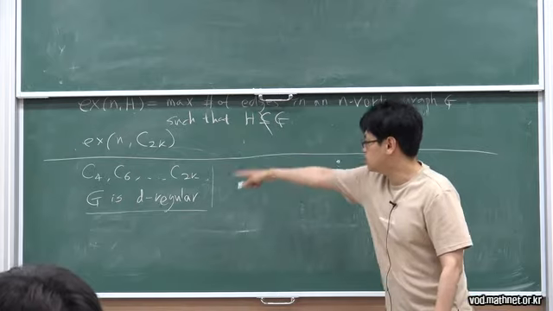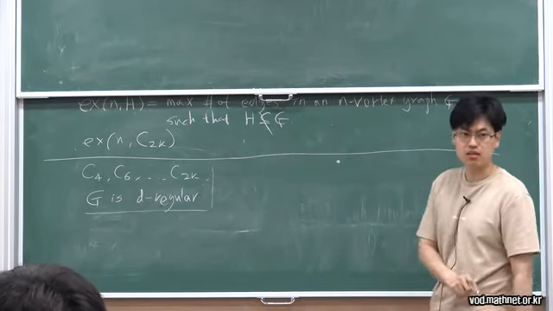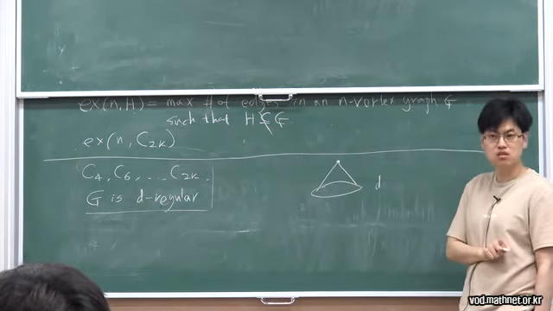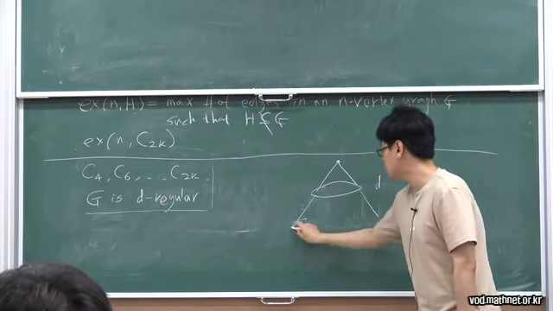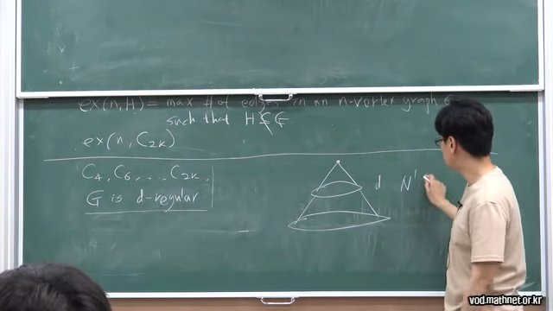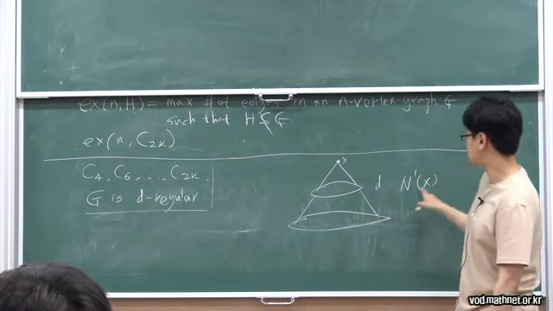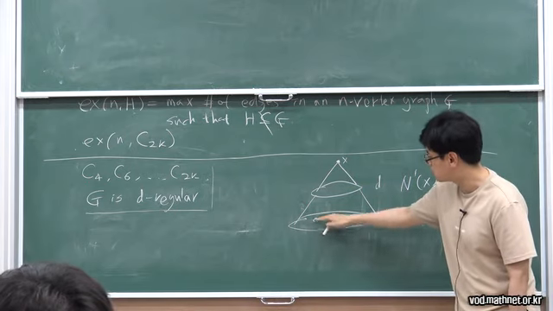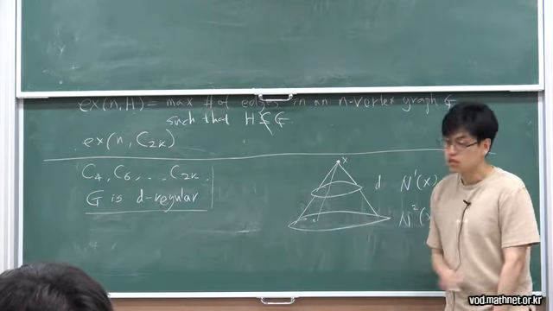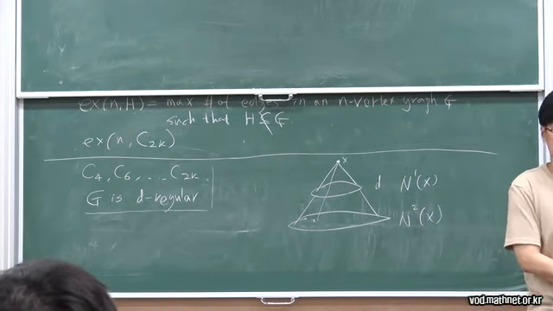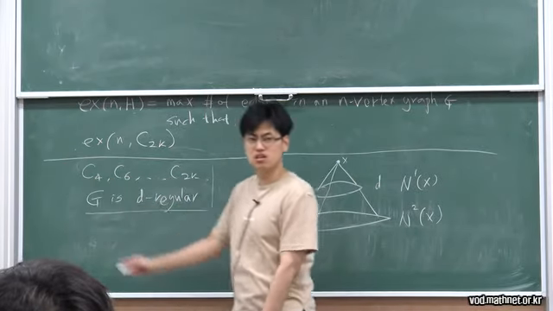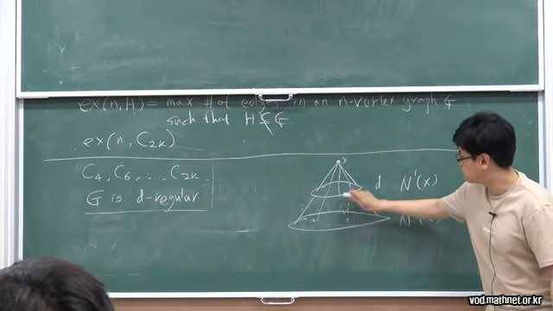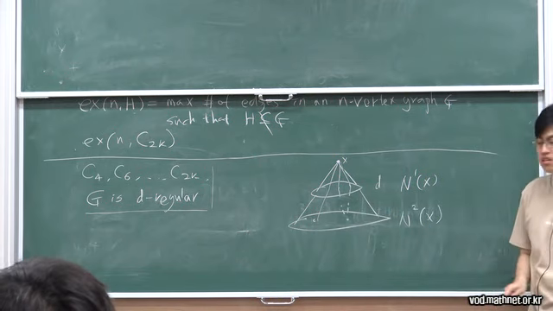If we assume that, then if we take one vertex and consider its neighborhood, it contains exactly D vertices. And then we consider its second neighborhood. Let's say this is X, then this is the first neighborhood, and this is the second neighborhood. The second neighborhood means the collection of vertices which are at distance 2 from X. Then what's the size of this set? Because we forbid C4, this situation doesn't happen. That's C4. So all of these D vertices have neighbors which don't overlap. So this is of size D squared.